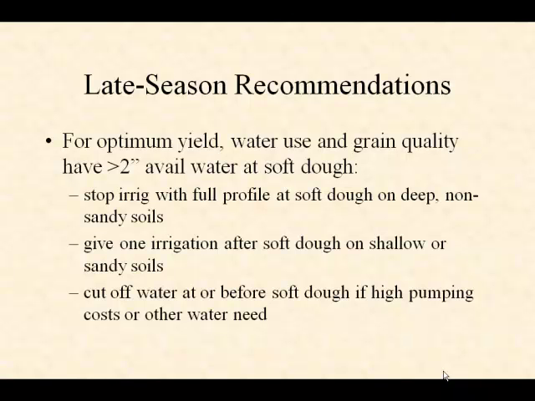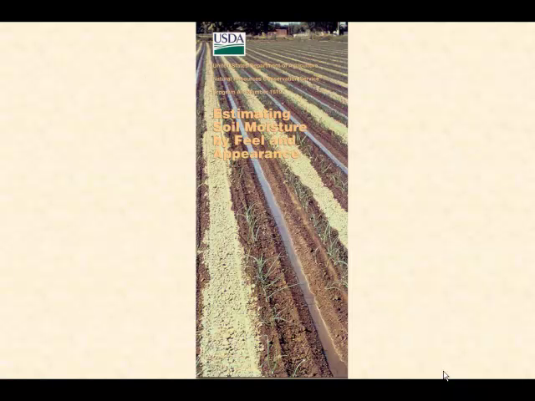This is going to depend, as I'm going to show in the next couple of slides, on how deep a root zone you've got and what kind of soil you've got. But in general, if you've got a full profile, at least 2 feet deep, at soft dough on a deep, non-sandy soil, you know, silt loam or heavier, you can stop irrigation. If you're on a shallow soil or a really sandy soil, you're going to need about 1 more irrigation after soft dough.